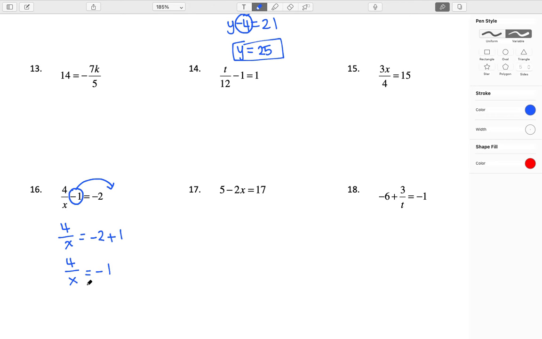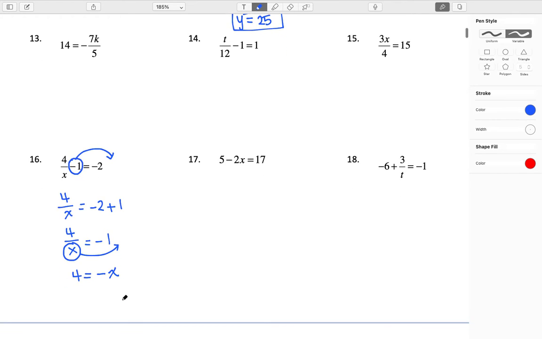Again, I want x to be alone. So I'm going to move x to the other side. So the opposite of dividing by x is multiplying. So it's like 4 is equal to negative 1 times x, which is negative x. Now, in front of x, we have negative 1. So we're going to divide by whatever is in front of x, which is negative 1. So it cancels out. So x is equal to negative 4.